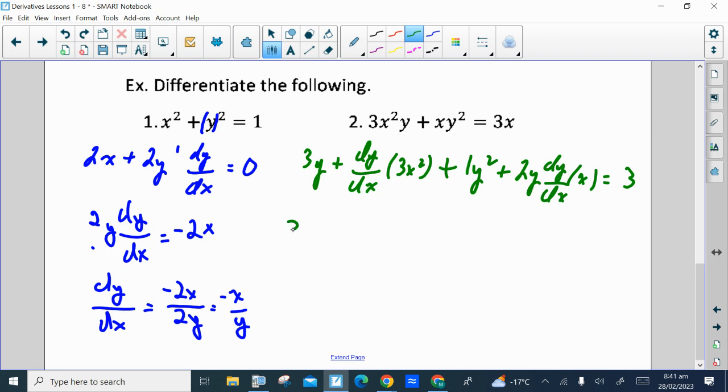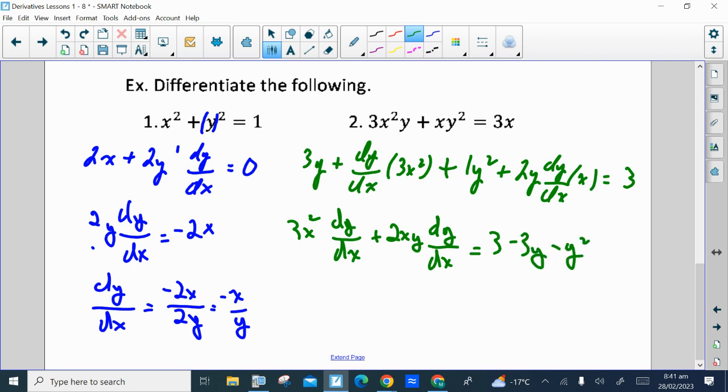So you're going to have the 3x squared dy by dx, that's going to stay on the left, plus you've got 2y times dy by dx times x, or 2xy dy by dx, equals, so you've got the 3 on the right. We're going to move the 3y over by subtracting it, as well as the y squared. We'll move that over by subtracting it as well.